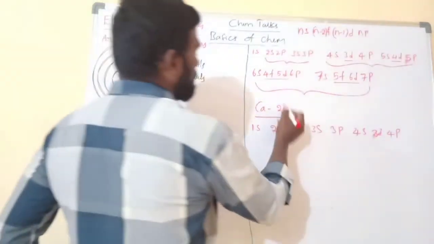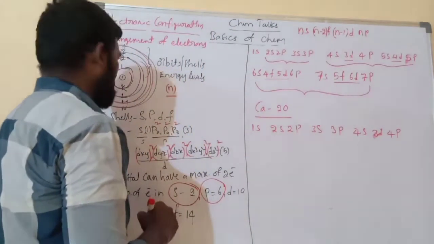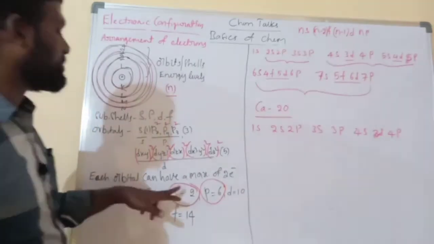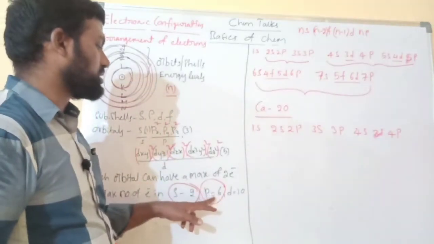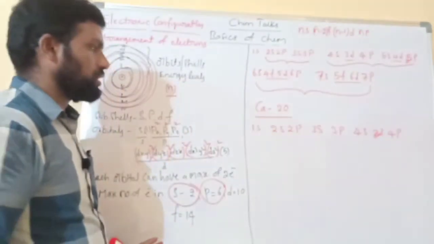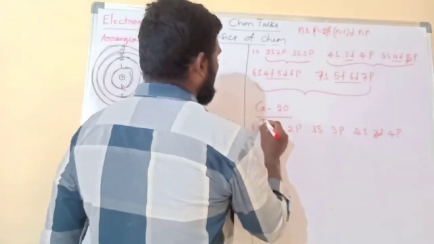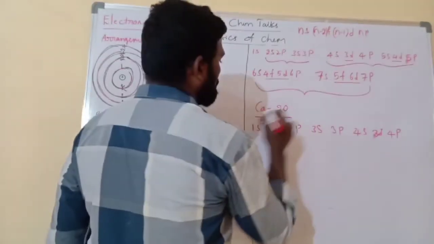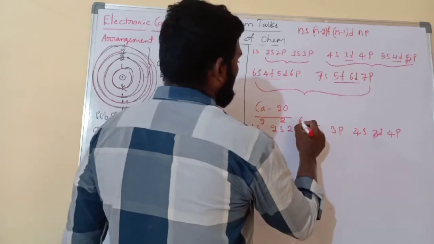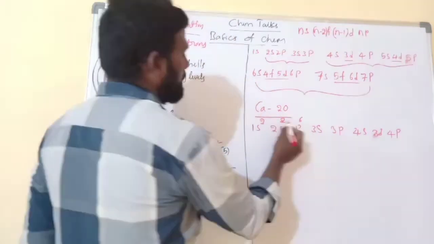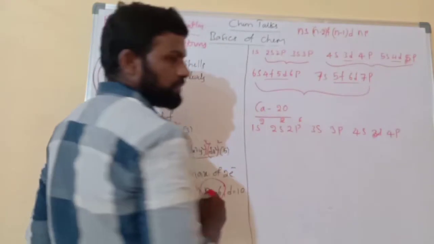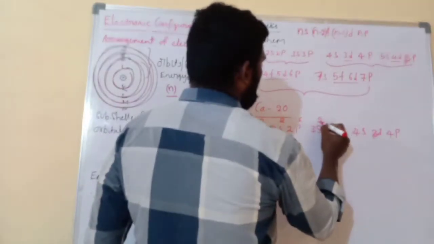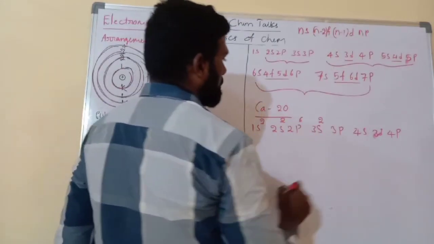Now we have a total of 20 electrons in calcium. So S can accommodate how many electrons? S can accommodate a maximum of 2 electrons. P can accommodate 6 electrons. D can accommodate 10 electrons. So 2 electrons I am placing in the 1s orbital and 2 more electrons in the 2s orbital, 6 electrons in the p orbitals. Total how many? 2 plus 2 plus 6, 10 electrons over. Still 10 more electrons left. Next, 2 more electrons in 3s, 12 over.